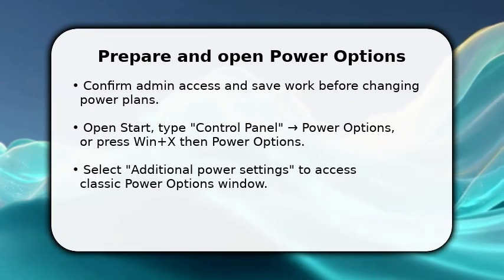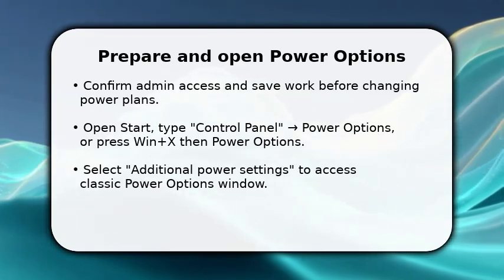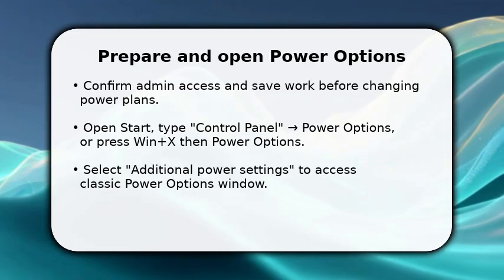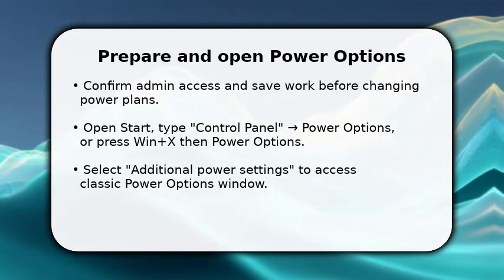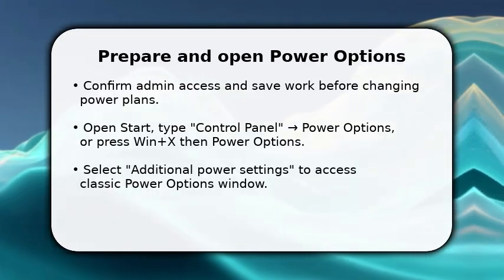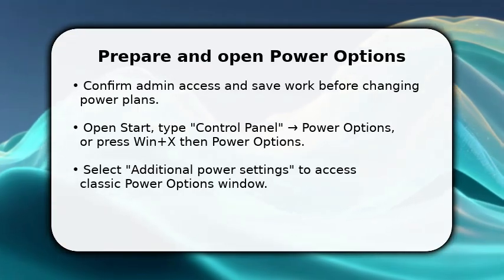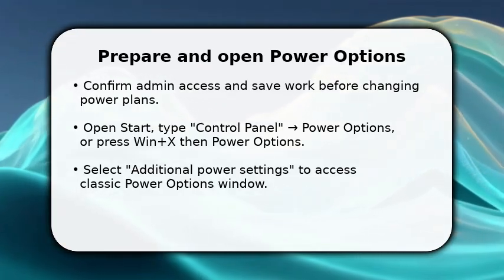Enjoy the video. You need admin rights and saved work. Once ready, open the control panel or press Win+X and choose Power Options. This gets you to the modern settings. Make sure to click Additional Power Settings to open the classic Power Options window.